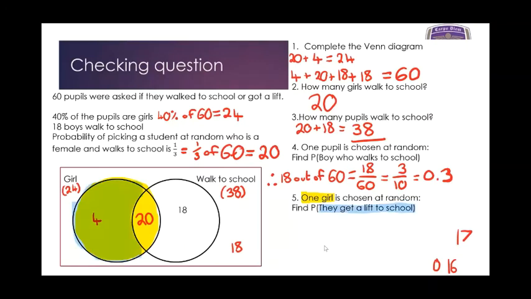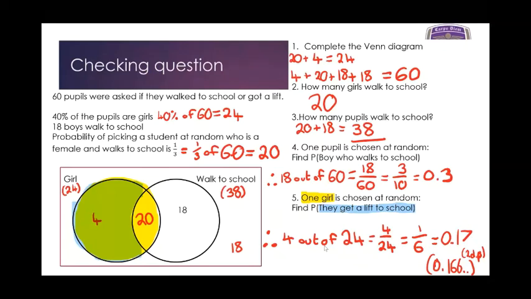Therefore, if they get a lift to school, that's only represented by 4 of them. 4 out of 24, turn it into a fraction, solve the fraction, and you get your answer of 0.17 to 2 decimal places, or 0.166666. So, very well done if you got that right. Very tricky question. And yep, that's Venn diagrams.